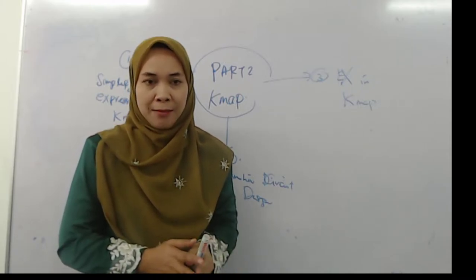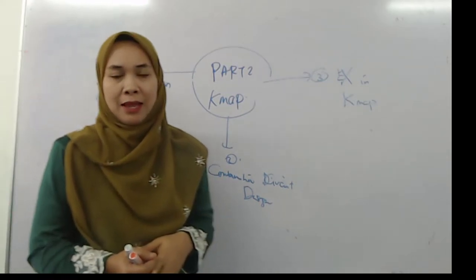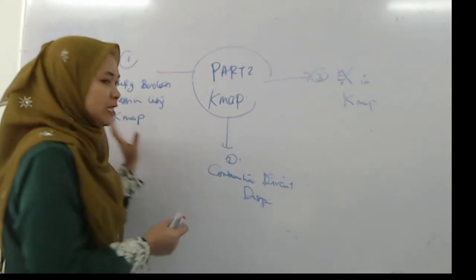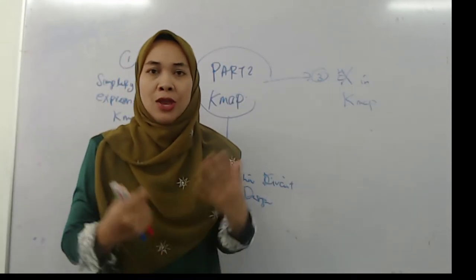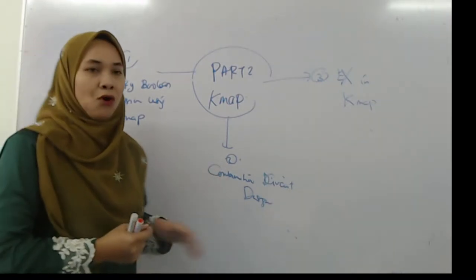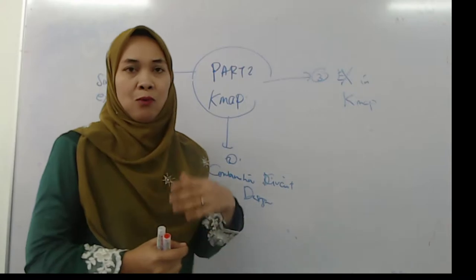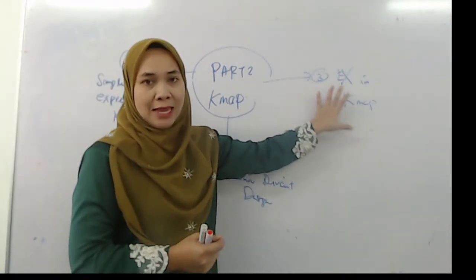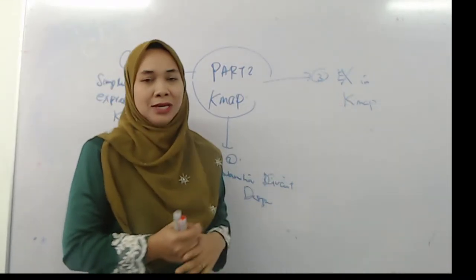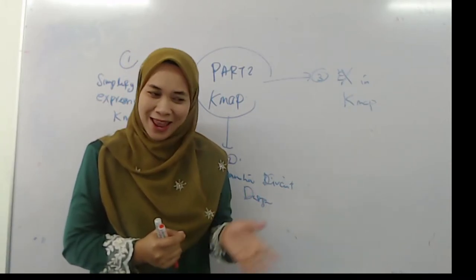Alright, Karnaugh map. So dalam topik ini kita akan belajar about 3 perkara penting. Yang pertama ialah how to do the simplification of Boolean expression using Karnaugh map method. Number 2, we will learn about combinational circuit design in Kmap. And number 3, we will understand about X in Kmap. Alright, so this is all that we're going to learn in topic number 4, part 2.